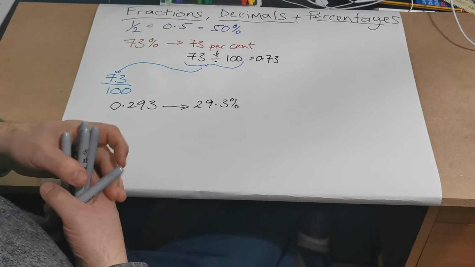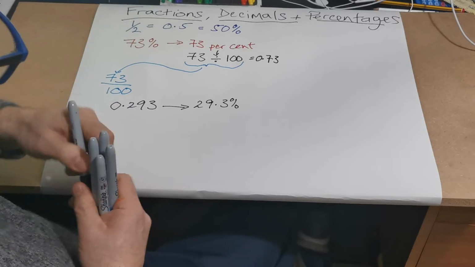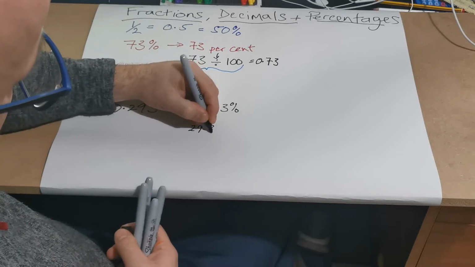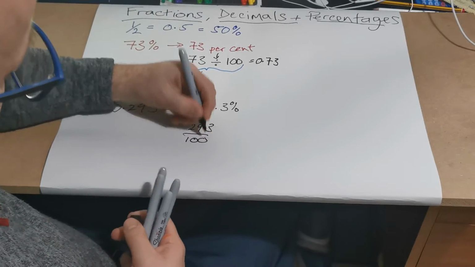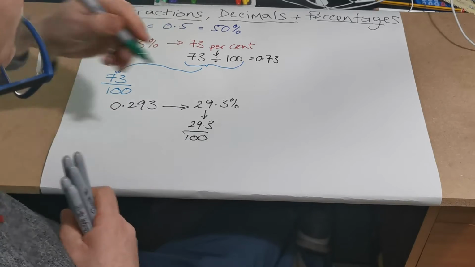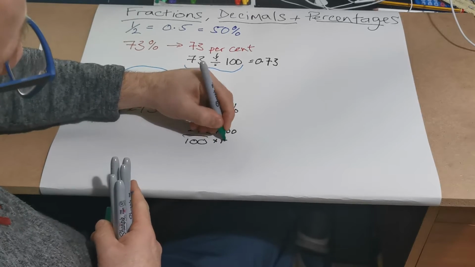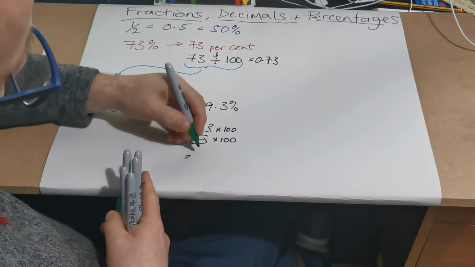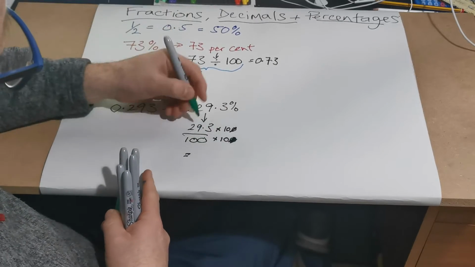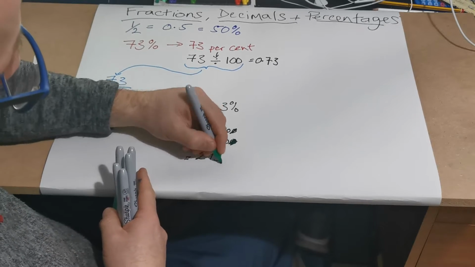And also, if we hadn't divided by 100, this here would be 29.3 over 100. And there's an issue with that, in that we can't have a decimal within a fraction, so I would times by 100, and that would give me, times by 10, you don't need to times by 100, times by 10 to get rid of that decimal, so 293 over 1,000.